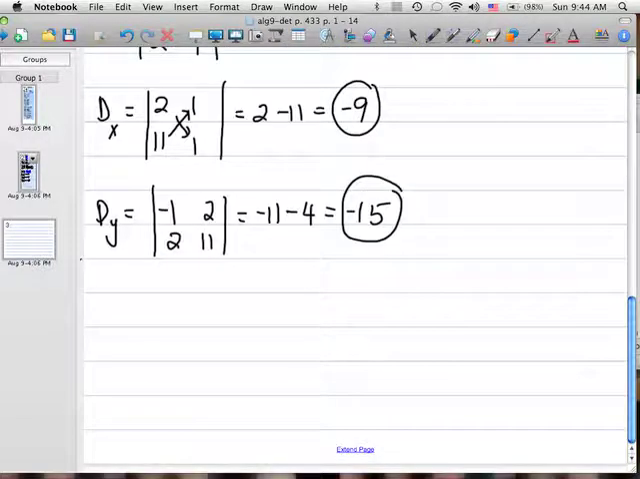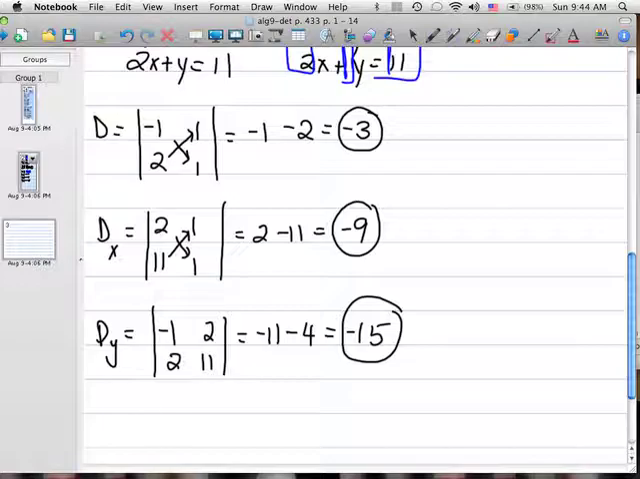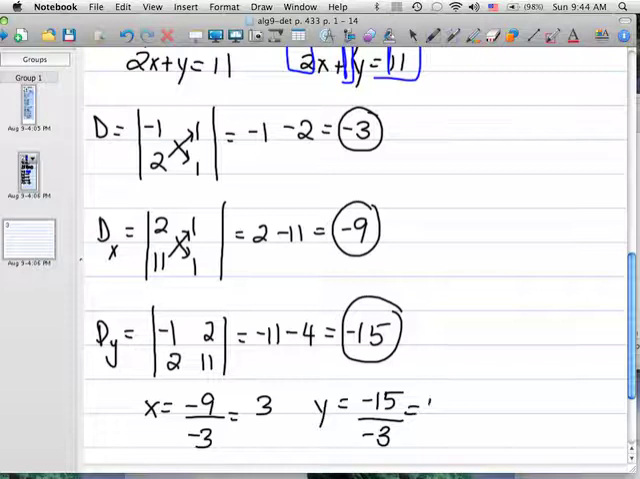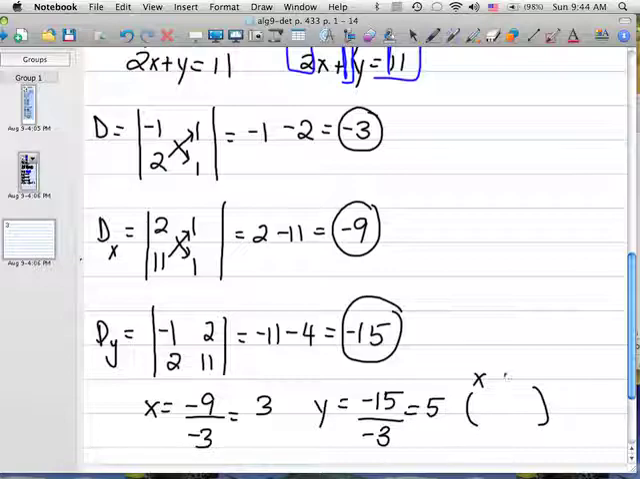So x equals -9 divided by -3, which gives me 3. And y equals -15 divided by -3, which gives me 5. So my ordered pair is 3, 5.